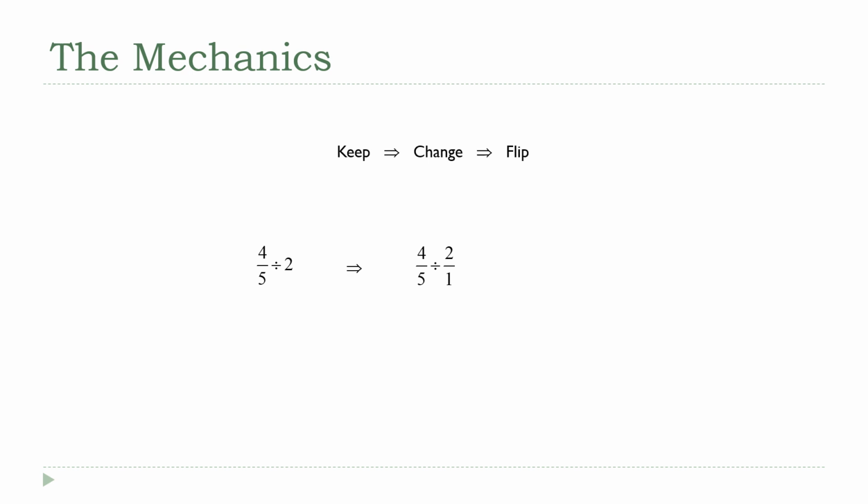So let's work through the example here. I'm going to keep the 4/5 the same. I'm going to change the division to multiplication. And I'm going to flip the 2 over 1, so it becomes 1 over 2, which is just 1/2. And now it's a multiplication problem. So we multiply across. 4 times 1 is 4. 5 times 2 is 10.